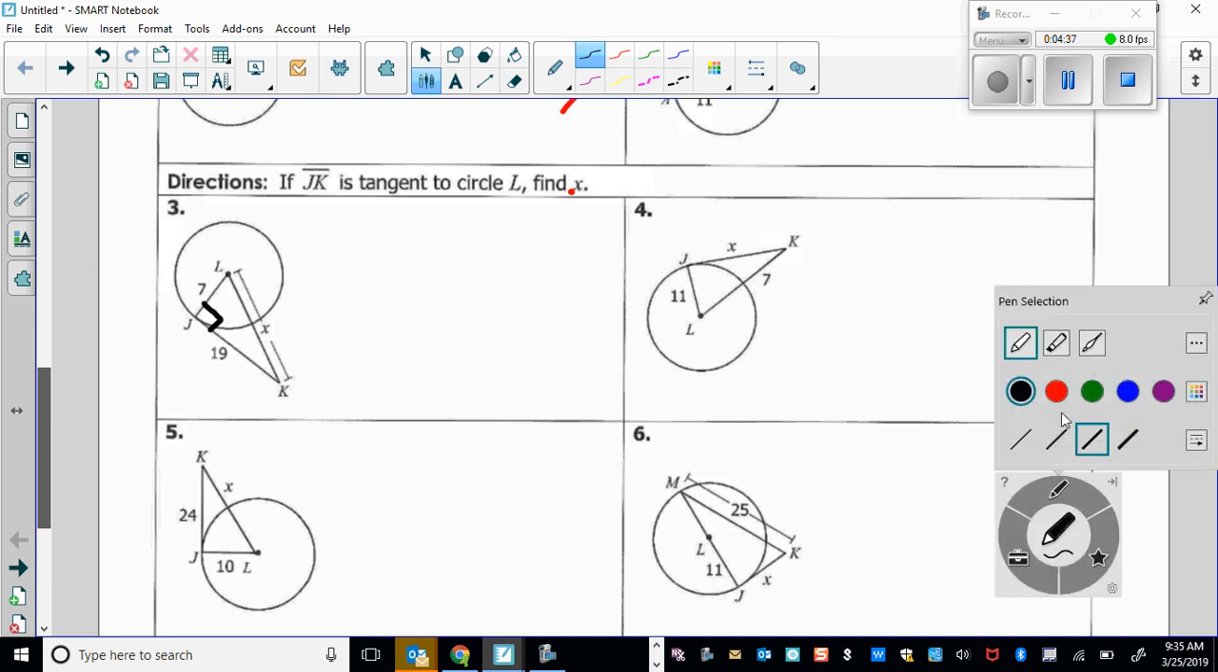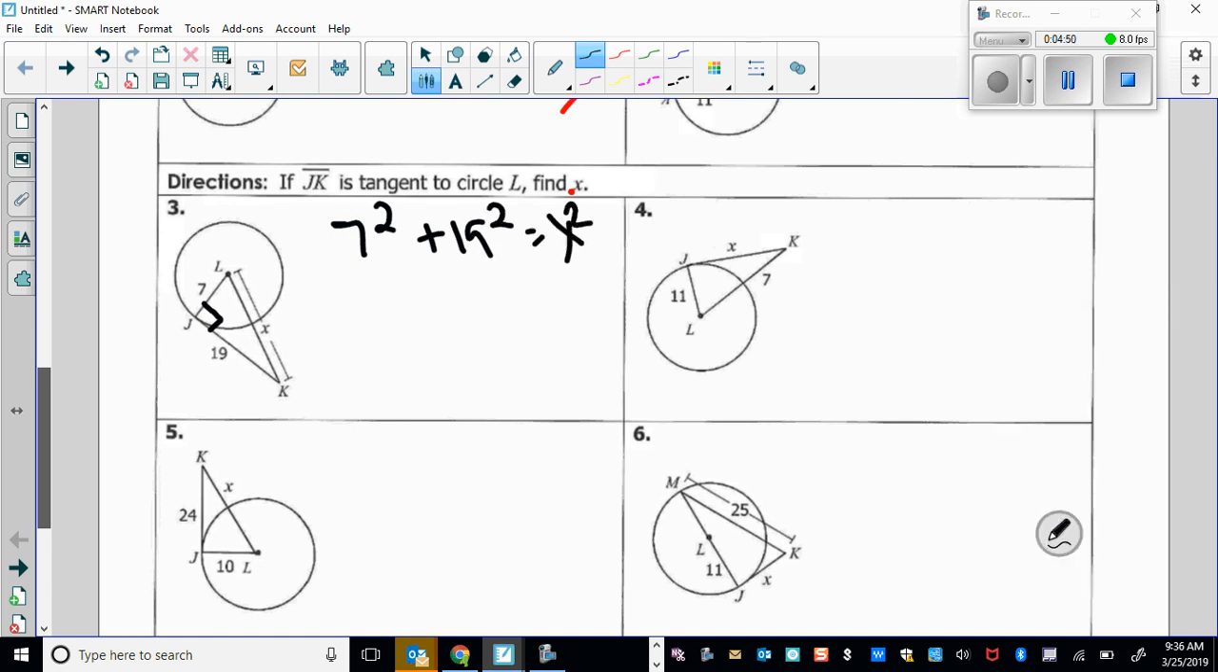I think I need to change this to a pen. So 7 squared plus 19 squared is equal to x squared, right? That's all we have to do. So check if that gives you, just solve it. Then you don't even need to check, right?